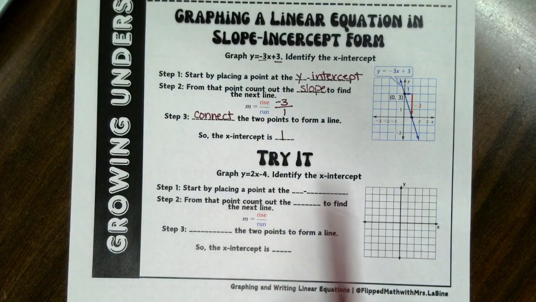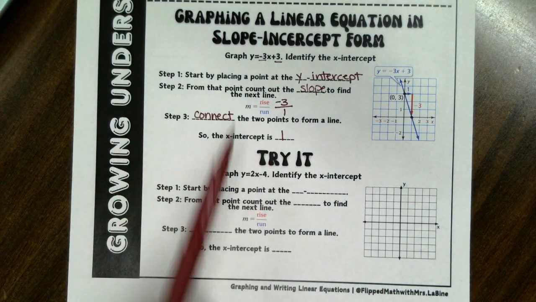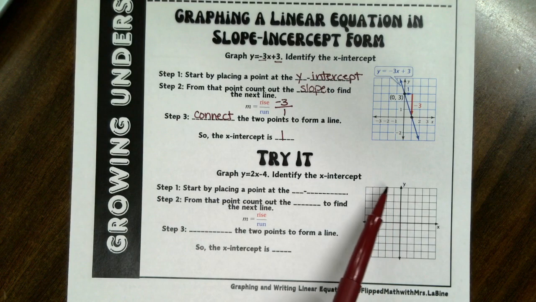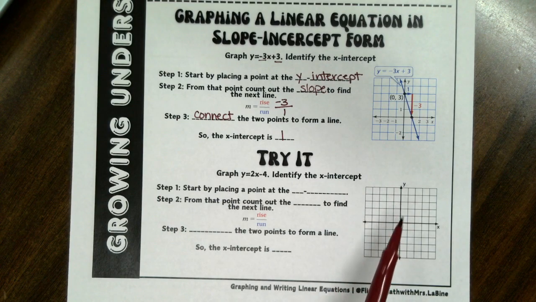So you're going to try this same thing. Follow these same steps, fill in this information, plot your 2 points, so go to your y-intercept, so that is -4, so put your -4 on there. Then from there, count out your slope, make your next point, make your line, find your x-intercept.